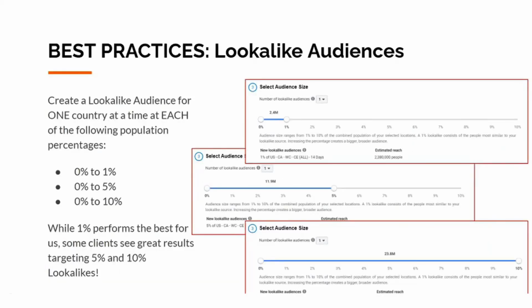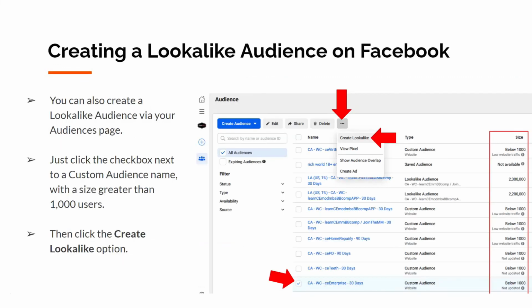So a best practice here: create a lookalike audience for one country at a time at each of the following population percentages. First, I'll create a 0 to 1% size. Second, I'll create an audience size of 0 to 5%. And third, I'll create a 0 to 10%. While 1% performs the best for us, some of our clients see great results from targeting 5% and 10% sized lookalikes. You can also create a lookalike audience via your audiences page. Just click the checkbox next to any audience name, again with a size greater than 1,000 people. Then click that Create Lookalike button at the top.